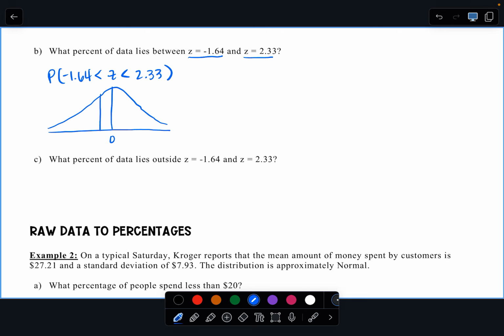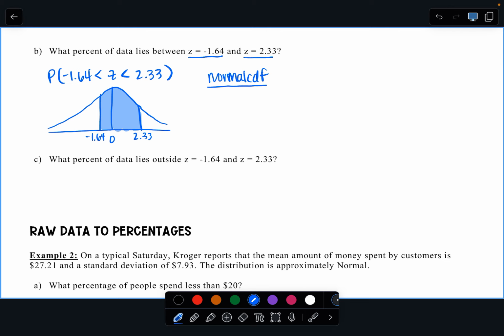So I'm going to have negative 1.64 and 2.33. The areas that you draw don't have to be to scale. They don't have to be perfect. They just want the right numbers on the right side, and they want the shaded area to be accurately represented. So I'm going in between these two values. Now that I have this part, I'm going to go straight to normal CDF.